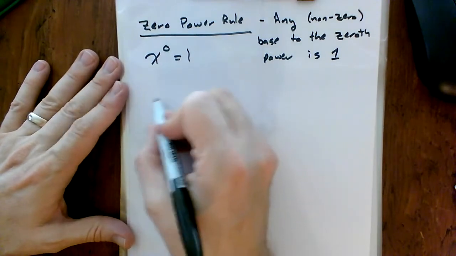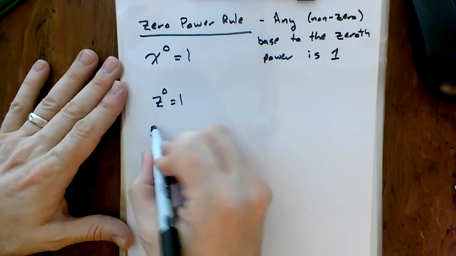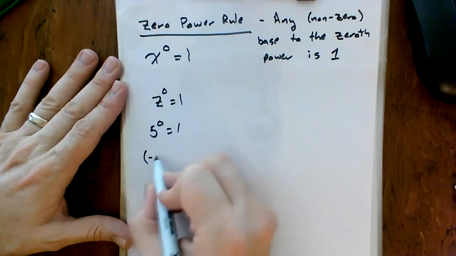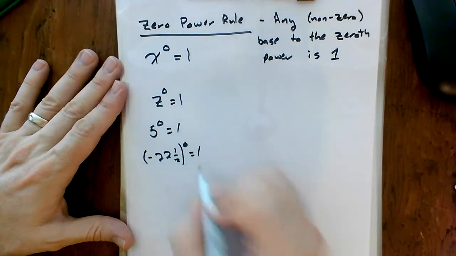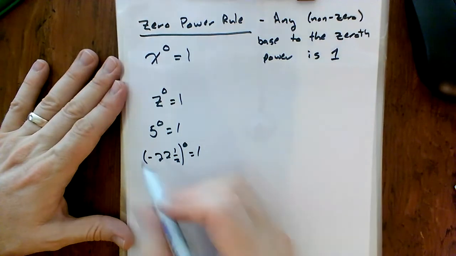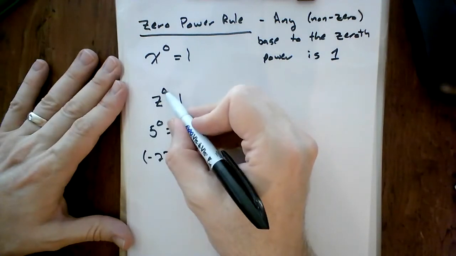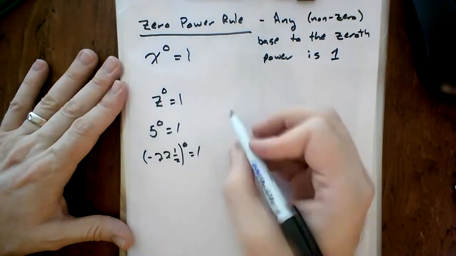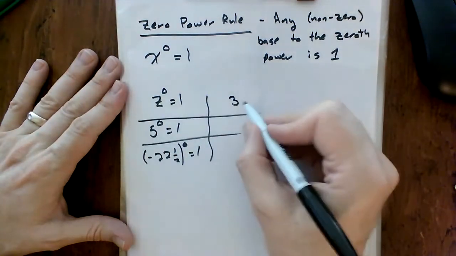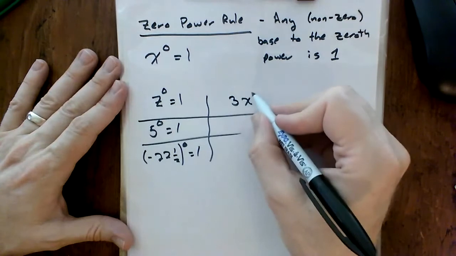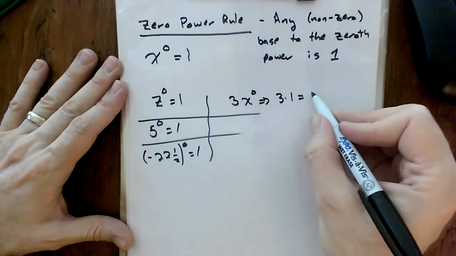So if I've got z to the 0th power, that's 1. I've got 5 to the 0th power, that's 1. I've got negative 22 and a half to the 0th power, that's 1. Where it gets interesting is when we add a coefficient, because remember, the power only applies to what it's touching. So if I've got, let's say, 3x to the 0, that's just going to be 3 times 1, which is just 3.